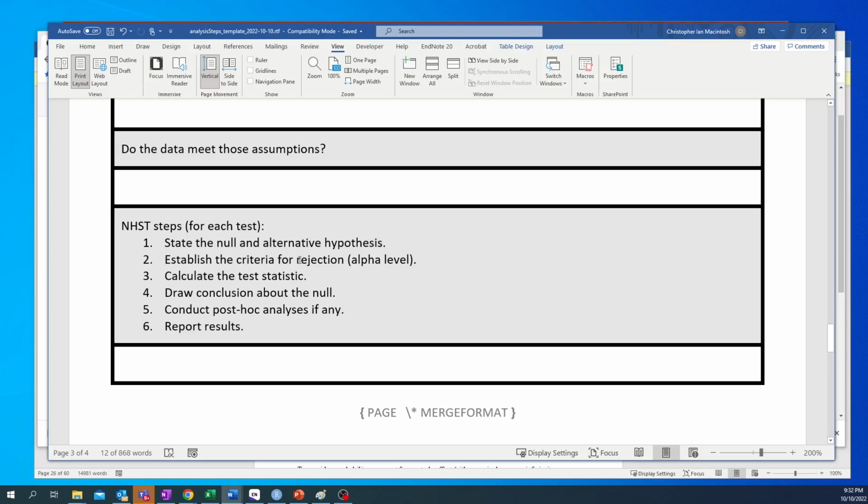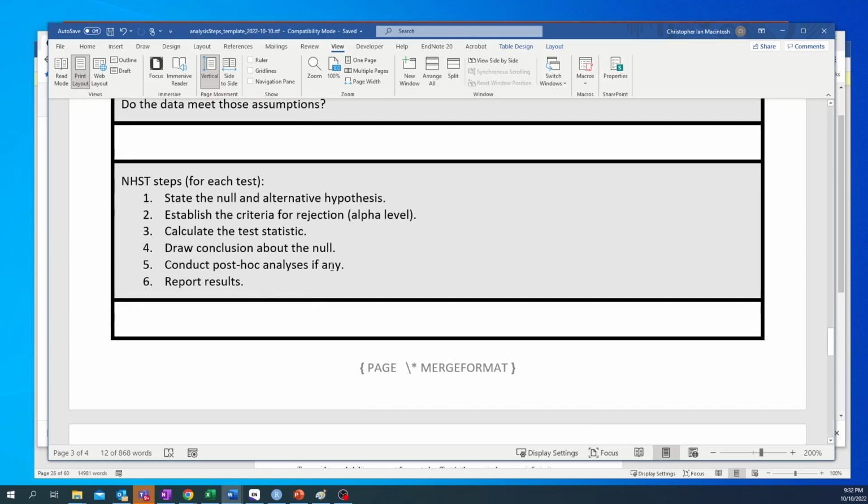We're going to establish a criteria for rejection, the alpha level, and typically that's 0.05, and we will discuss why that is and when that may be different over the course of this semester. We're going to calculate a test statistic, and we'll learn what that is for each test. We will draw conclusions about the null hypothesis. We will cover how to make that decision and what it is for each test this semester. We'll conduct post hoc analyses, if any. Some tests you can do some follow-up analyses to understand the information better, and we'll learn what that is on the tests we cover this semester. And finally, you will report your results.